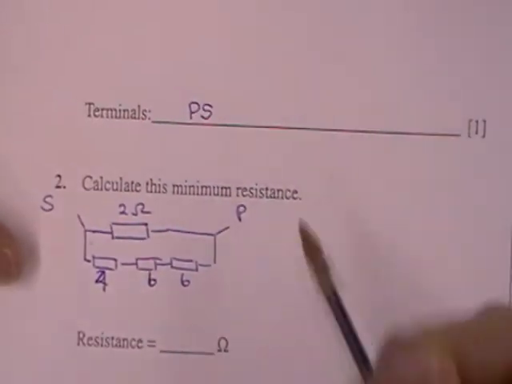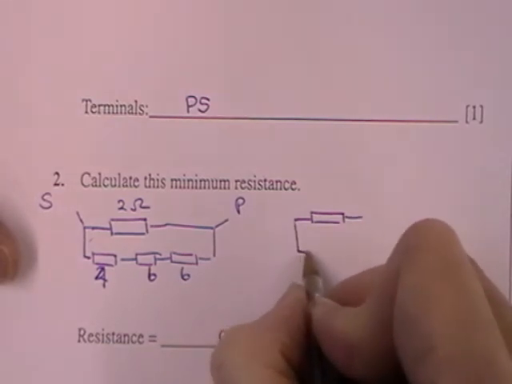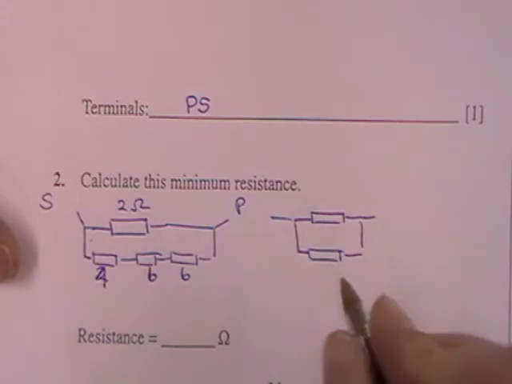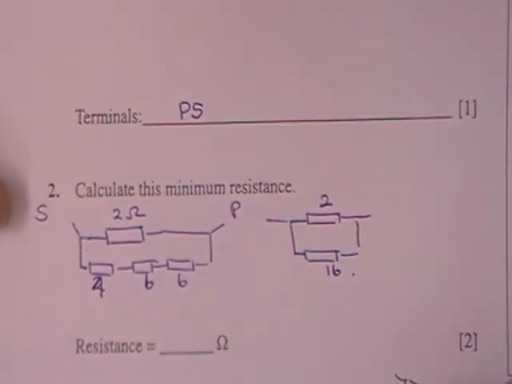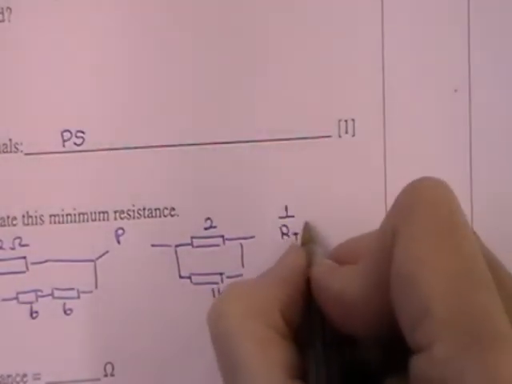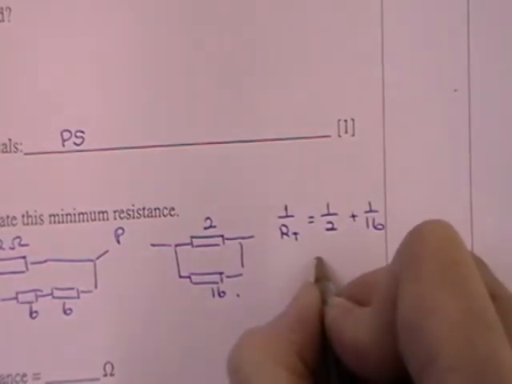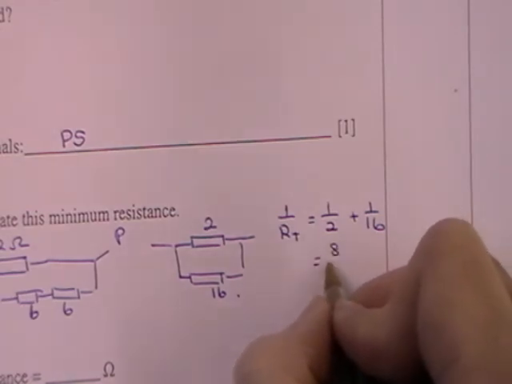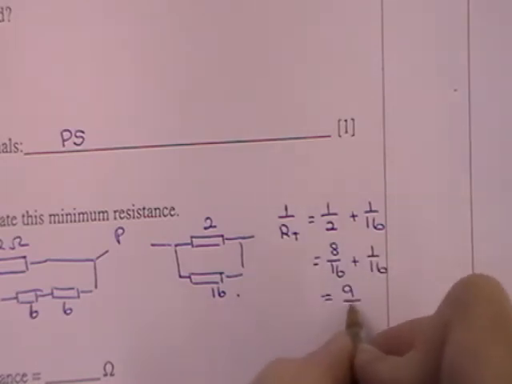And so when you add those up, it's equivalent to a 2 ohm resistor and a 16 ohm resistor. And you can do it using the product over the sum or do it with the fractions. I'll just do it with the fractions here again. So one over the total resistance is a half plus a 16th. And if you change that into sixteenths, you'll get 8 sixteenths plus 1 sixteenth, which is 9 sixteenths.